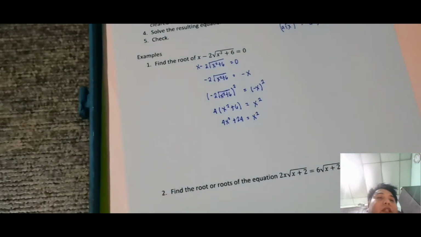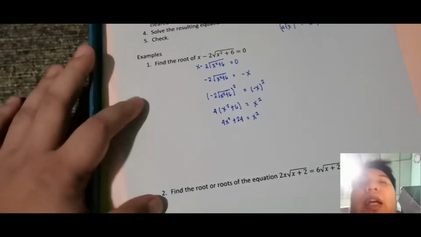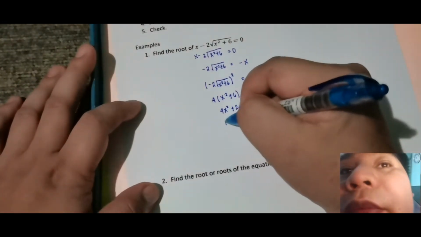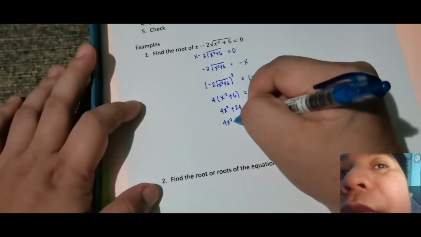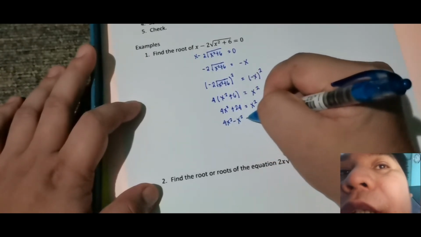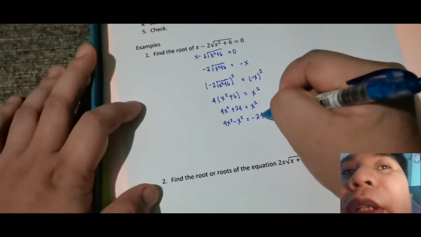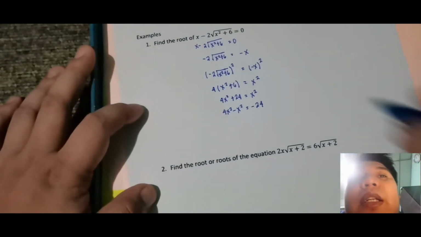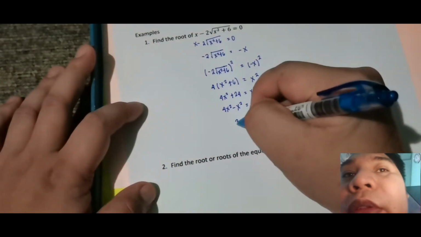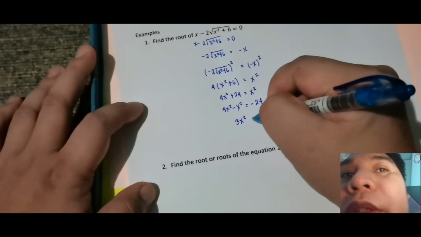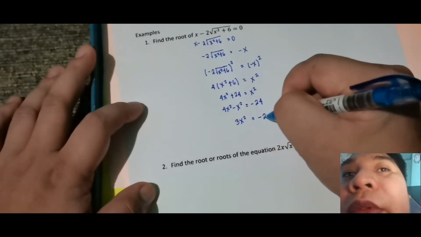Okay, so next is, sir, ganun ulit, itira natin yung mga walang radical, yung may mga variable x sa left side, then yung walang variable sa left side, sa right side. Okay, so this is 4x squared minus x squared equals negative 24. Okay, and that is 3x squared equals negative 24.